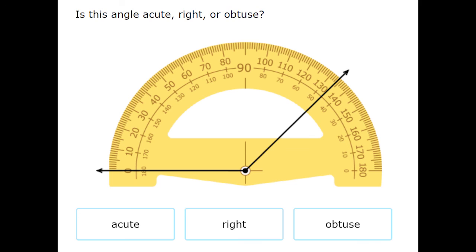Is this angle acute, right, or obtuse? It is an obtuse angle.